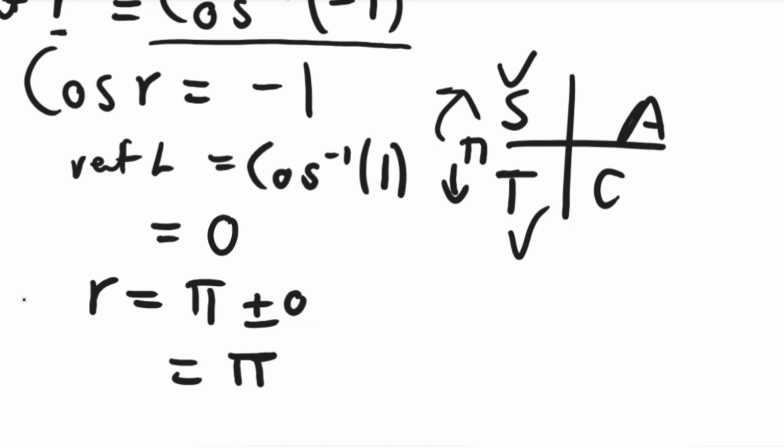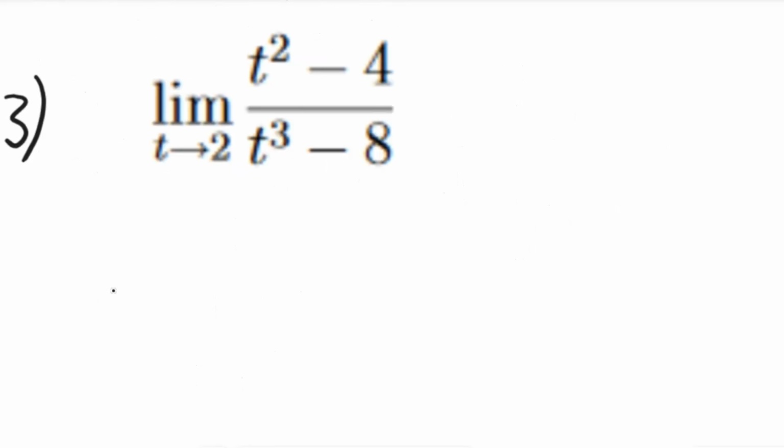let's look at the next one. Our next question says find the limit as t goes to 2 of t squared minus 4 over t cubed minus 8, right? The problem with this one is when we plug in 2, we are going to get 8 here, and 8 minus 8 is 0. So we cannot just go ahead and plug in 2. We will have 4 minus 4 is 0, but it's in the numerator. That one you don't have a problem with.